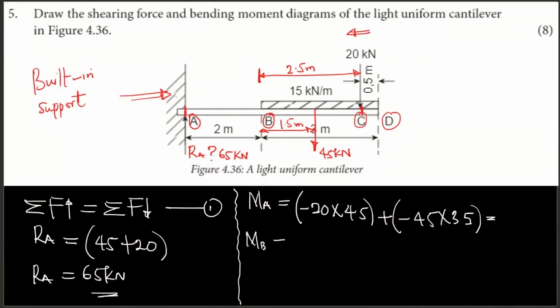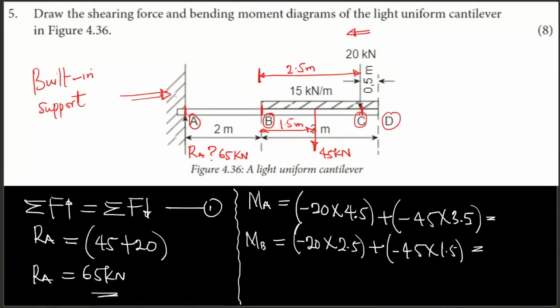Then with the moment at B, that is the moment at the section of B. I'm still going to be working from the right to the left. So I'm still going to have my minus 20 multiplied by, this is 4.5 and this is 3.5. It's going to be minus 20 multiplied by what? 2.5. Then plus minus 45 multiplied by what? 1.5.